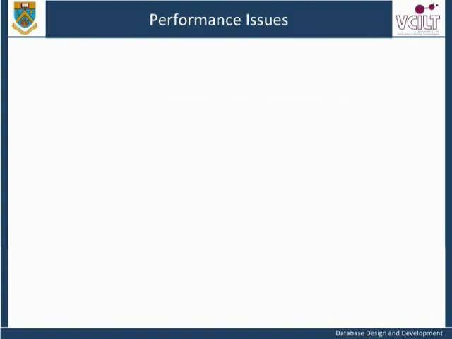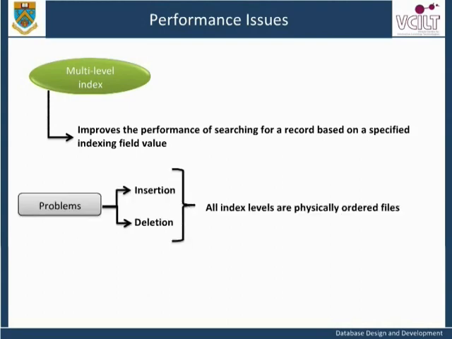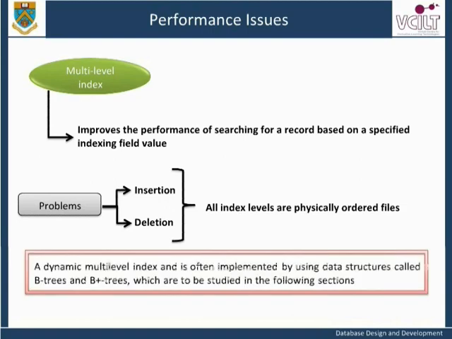As seen earlier, a multi-level index improves the performance of searching for a record based on a specified indexing field value. However, the problems with insertions and deletions are still there, because all index levels are physically ordered files. To retain the benefits of using multi-level indexing, while reducing index insertion and deletion problems, database developers often adopt a multi-level structure that leaves some space in each of its blocks for inserting new entries. This is called a dynamic multi-level index, and is often implemented by using data structures called B-trees and B+-trees, which are to be studied in the following sections.